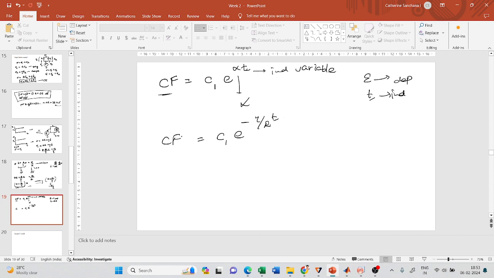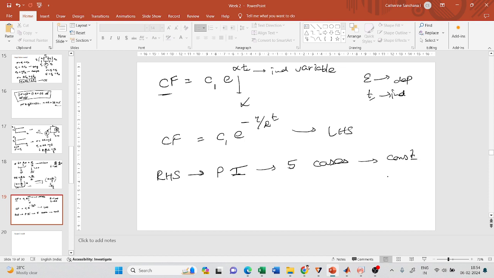So this is my characteristic function. Now with the right hand side, I have to find out something called the particular integral. And this has like five cases. One case in which the right hand side is a constant.